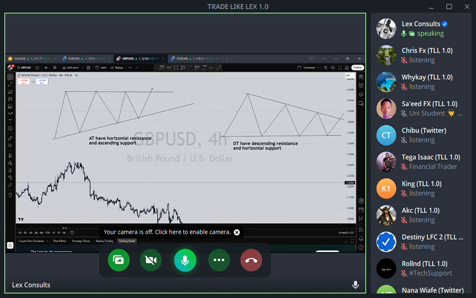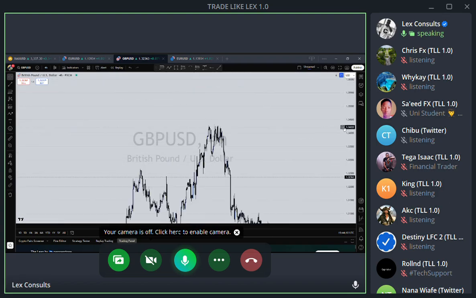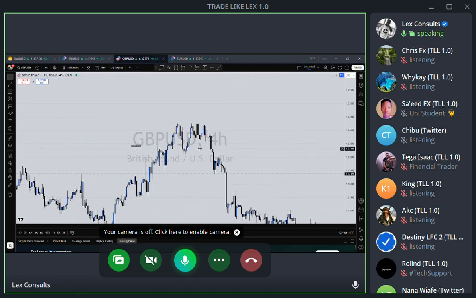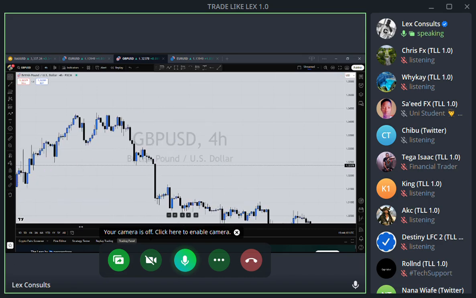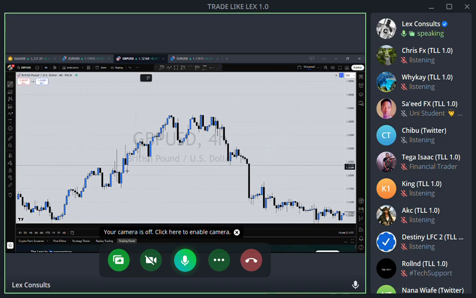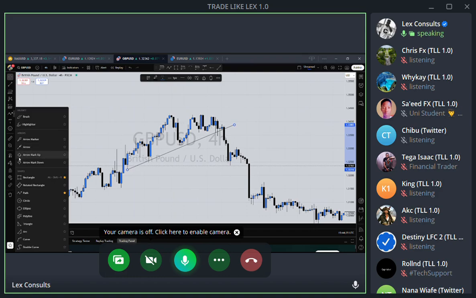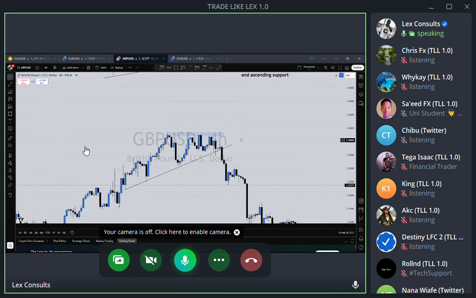Okay, it looks like something like this now. I think I've seen something to represent it, although not exactly. That's the problem with ascending triangle. Not exactly, but it looks like this, as you can see here. So our support is ascending, but our resistance is horizontal. So it looks like something like this now.